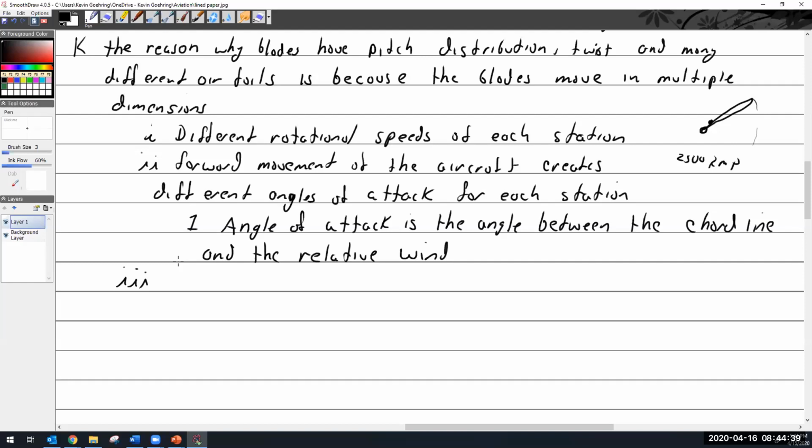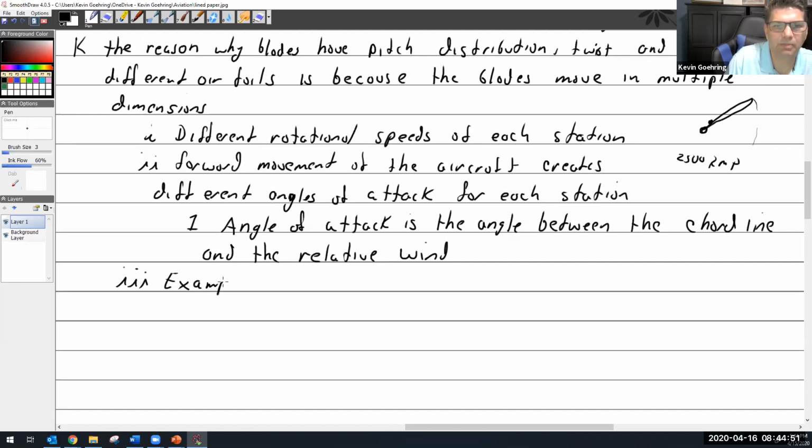Okay. So what we're going to do is this is going to be one of my more difficult things to explain, but I will do it. Example of why each station is set at a different angle.